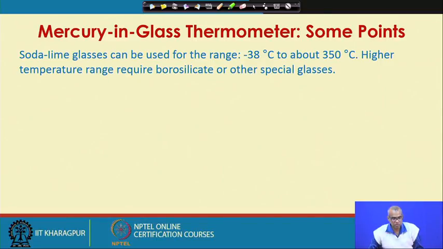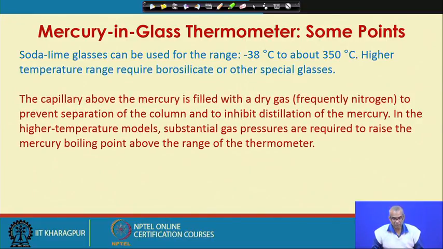Some more facts about mercury in glass thermometers. Soda lime glasses can be used for the range minus 38 degrees Celsius to about 350 degrees Celsius. Higher temperature range requires borosilicate or other special glasses. The capillary above the mercury is filled with a dry gas, frequently nitrogen, to prevent separation of the column and to inhibit distillation of the mercury. In the higher temperature models, substantial gas pressures are required to raise the mercury boiling point above the range of the thermometer.